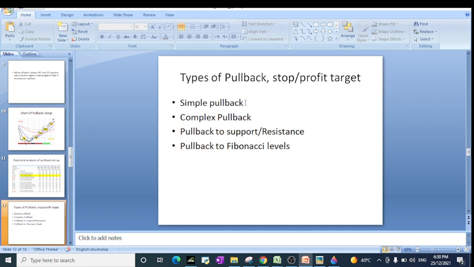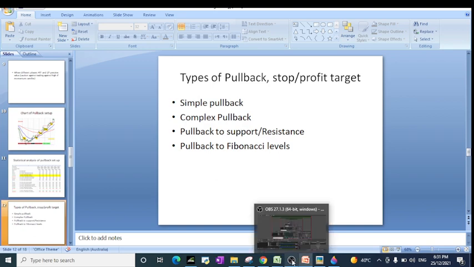On my next video I will be discussing the types of pullback. Because pullback is not like any other thing. I can show you everything on the chart, but in a live market, it's not gonna unfold exactly the way I show you. So in this particular strategy, how they unfold on the chart are what I call these types of pullback. You have the simple pullback, you have the complex pullback, then you have a pullback to a support and resistance zone, then you have a pullback to Fibonacci levels. So on my next videos, I will be talking about these ideas.